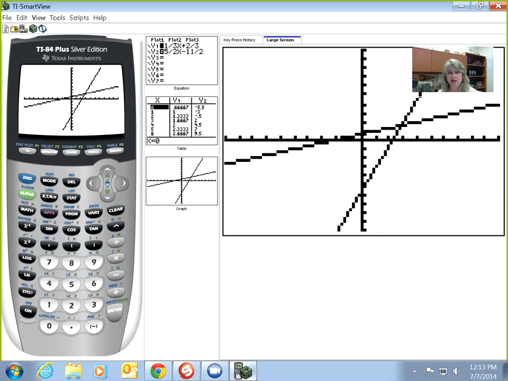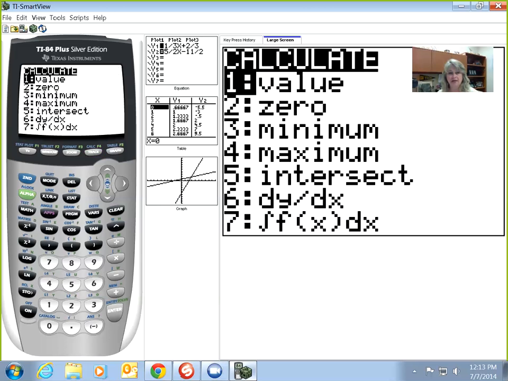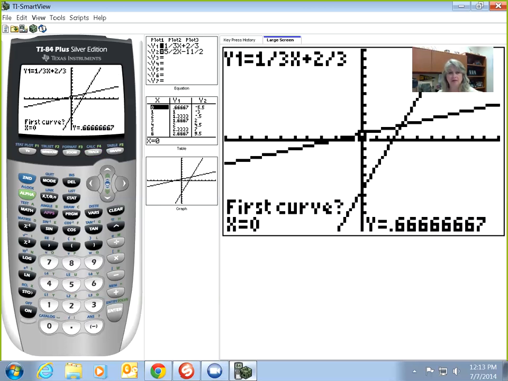Listen carefully. We're going to press second, calculate, which is the trace button, and then number 5 for intersect. Notice that it says first curve. My cursor is on the first graph. You can move your cursor close to that point of intersection if you like. Notice I'm just getting it close. Then I'm going to press enter.